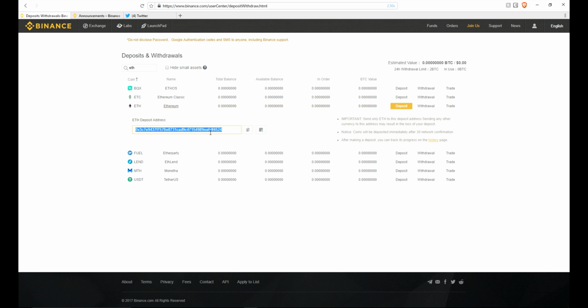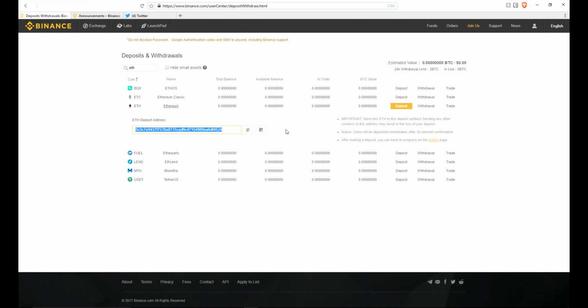Now these addresses are very important. You can only send Ethereum into your Ethereum address, and you can only send Bitcoin to a Bitcoin address. You cannot cross send different cryptocurrencies, and it does give you a little warning right here. Important, send only Ethereum to this deposit address. Sending any other currency to this address may result in a loss of your deposit. So it's pretty important, right? So make sure if you've got Ethereum, you're sending it to an Ethereum address.